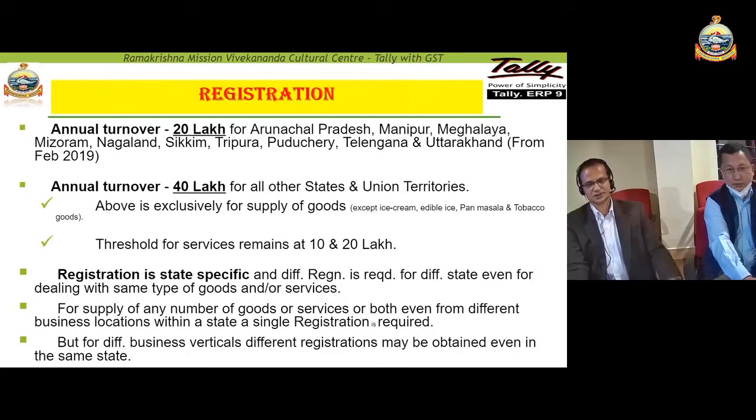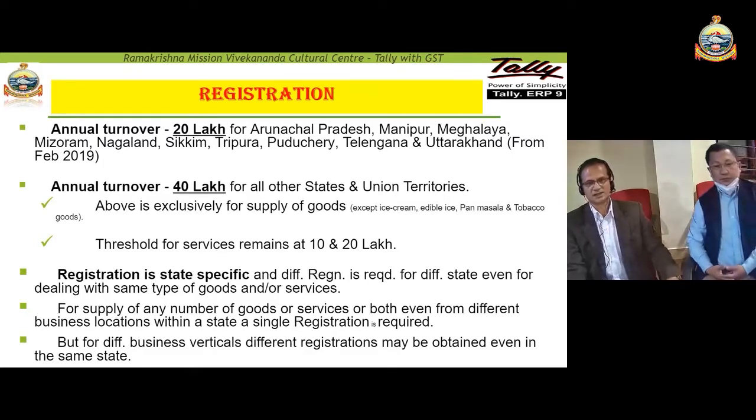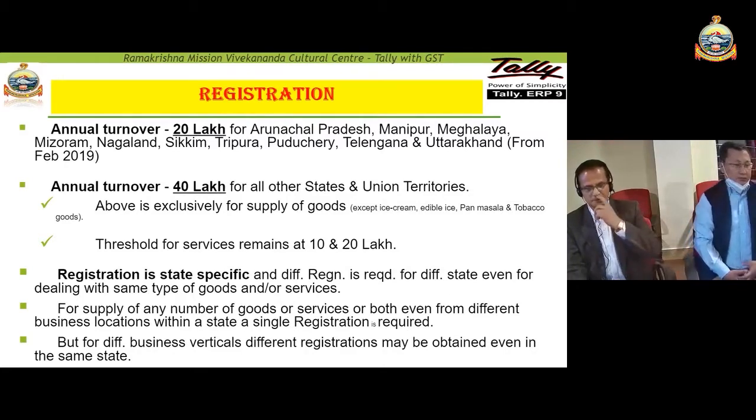Now coming to registration, not everyone involved with the supply of services or goods needs to get registration from the word go. There is something called a threshold limit. Up to this level, one may not take any registration. It's optional. You may take, you may not take. Up to 20 lakhs of rupees of turnover. For those in the special category states like Arunachal Pradesh, Manipur, Meghalaya, Mizoram, Nagaland, Sikkim, Tripura, Puducherry, Telangana, and Uttarakhand.